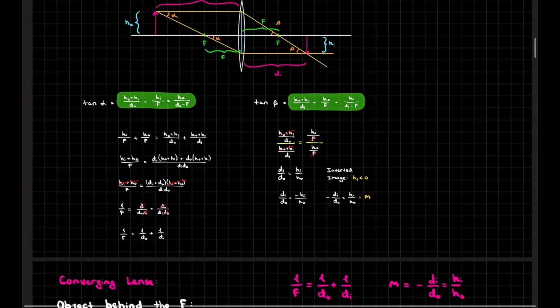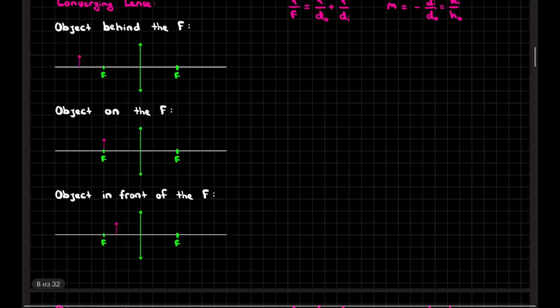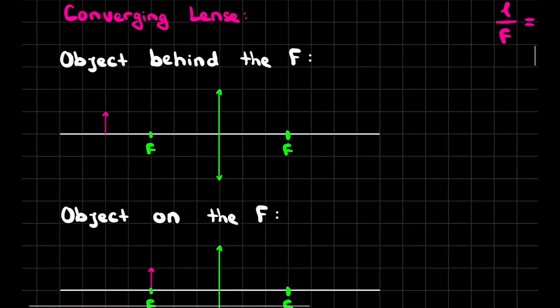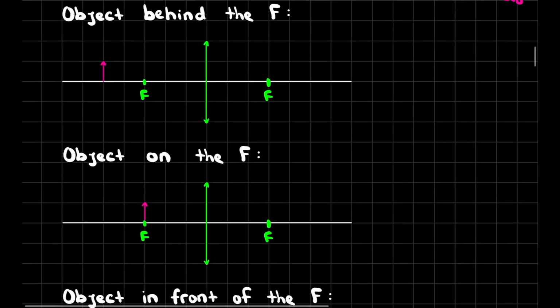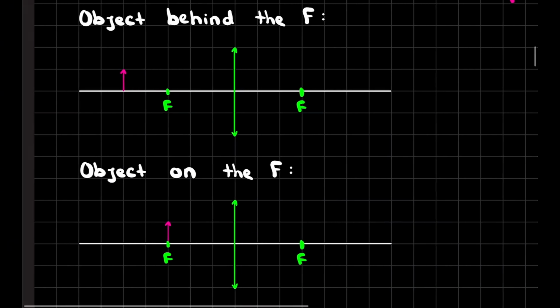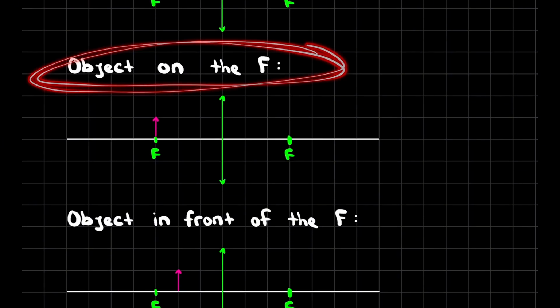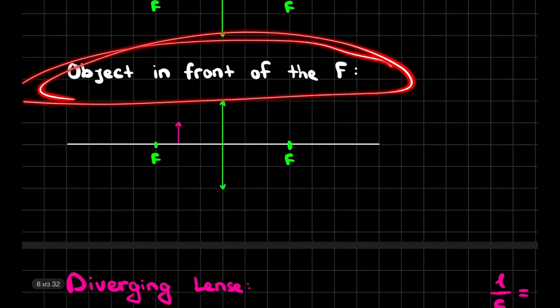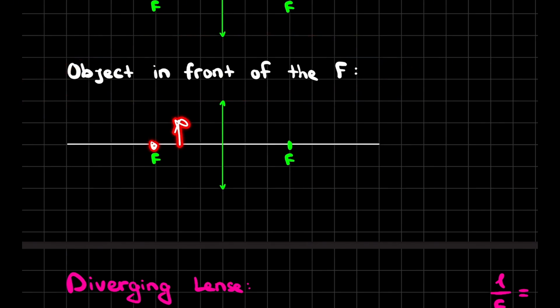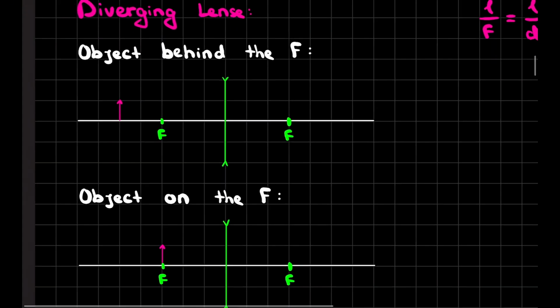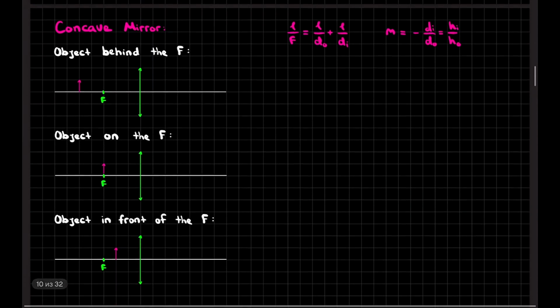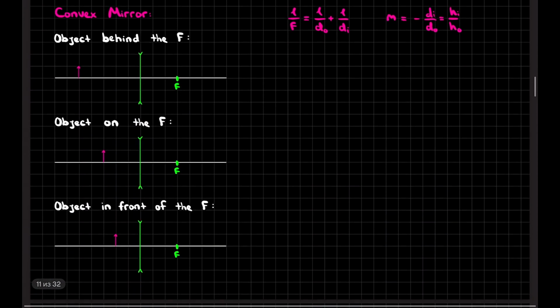Okay, good. Right now, let's try to learn how to draw ray tracing in different kinds of situations. For example, here we have a converging lens in 3 different situations: in the first, the object is behind the focal point; in the second, the object is exactly at the focal point; and in the third, it is in front of the focal point, so it stands between the focal point and the lens. The very same thing we're going to do for a diverging lens, for a concave mirror, and for a convex mirror.